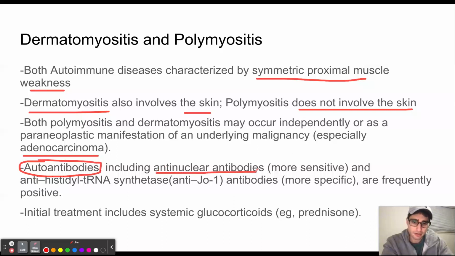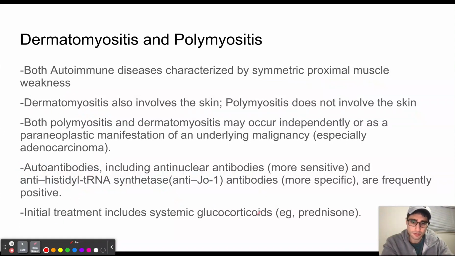This can include anti-nuclear antibodies, which can be used to rule out other diseases. It can also include antibodies against tRNA synthetase, and this is very specific for dermatomyositis and polymyositis. So we can use these antibodies against the tRNA synthetase to diagnose dermatomyositis and polymyositis. The initial treatment for these two diseases is going to include systemic glucocorticoids like prednisone, and this makes sense because we want to calm down the inflammation that is going on with these two disease processes.